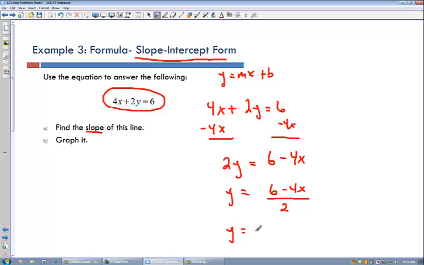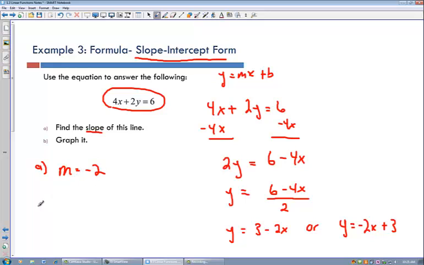So it's 6 divided by 2, which is 3, minus 4x divided by 2, which is 2x. So my answer is y equals 3 minus 2x, or I could rewrite this as y equals negative 2x plus 3. So it's in y equals mx plus b form. Then it's really easy to figure out the slope. So m is equal to negative 2 in this case.